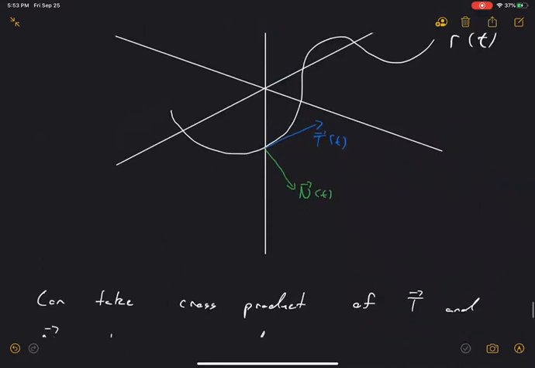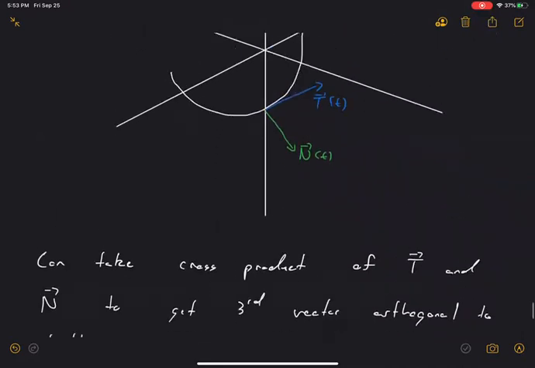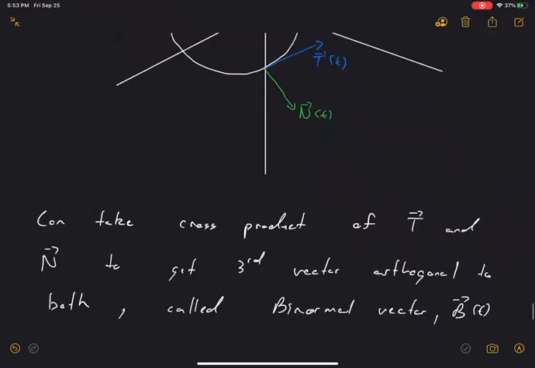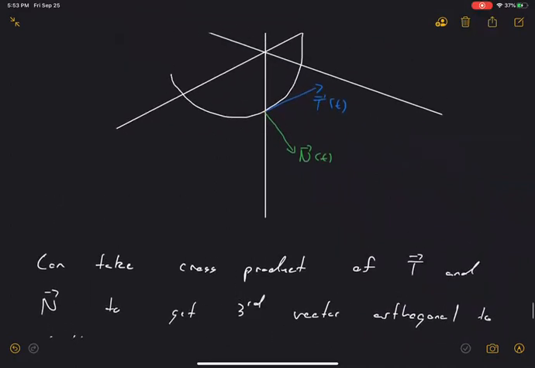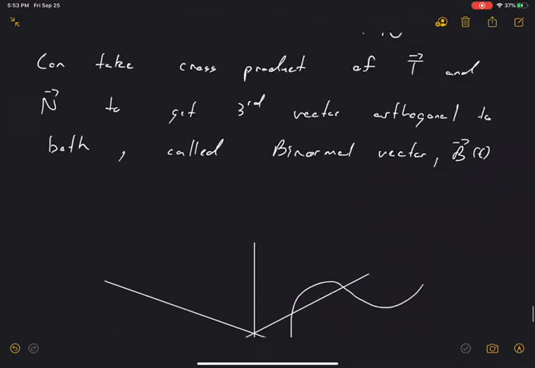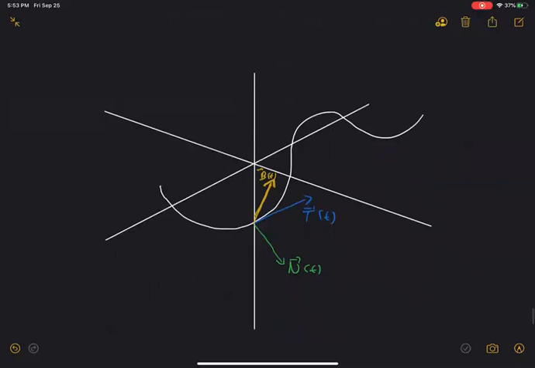If I take the cross product of two vectors, remember I get a third vector that's orthogonal to both of them. So I start with these two unit vectors, right? I take the cross product of T cross N. That's going to give me this vector B, and this vector B is going to be orthogonal to T, and it's going to be orthogonal to N. So it's 90 degrees to both of them.